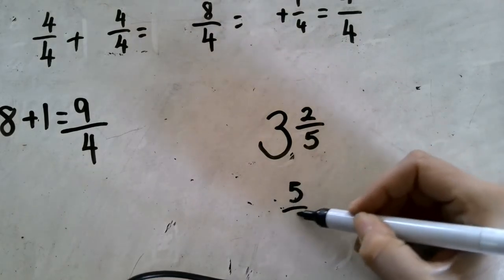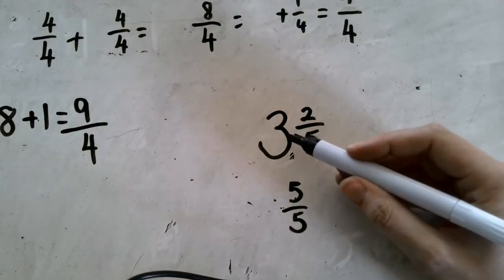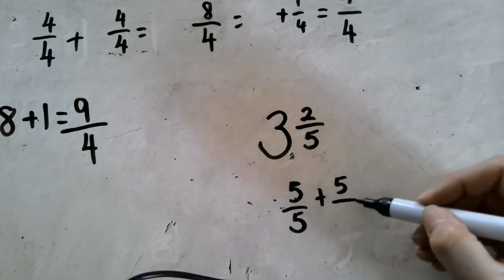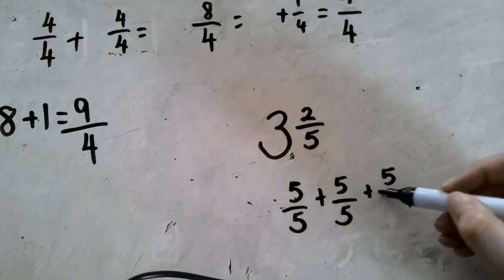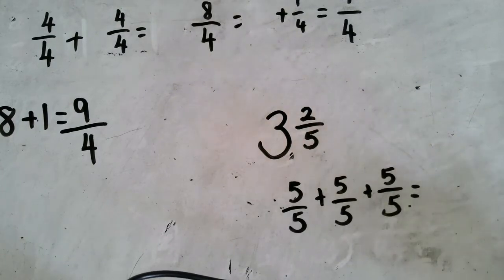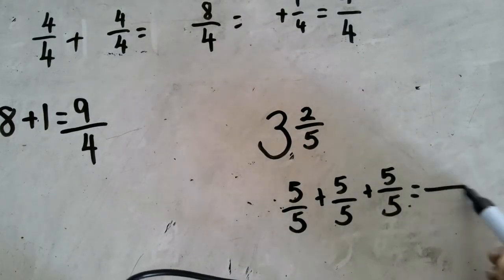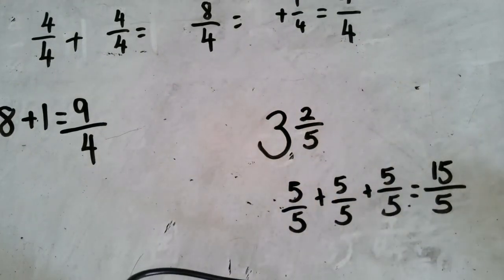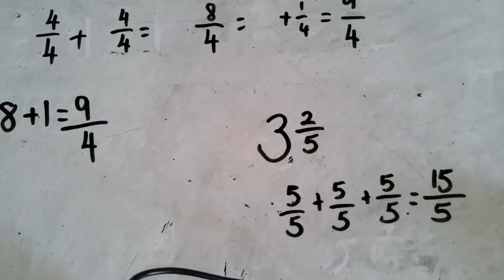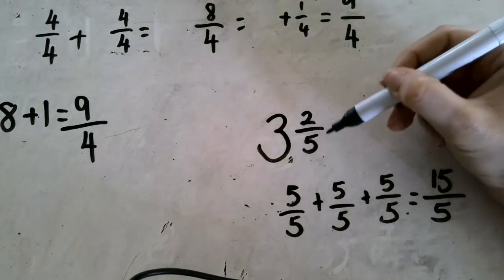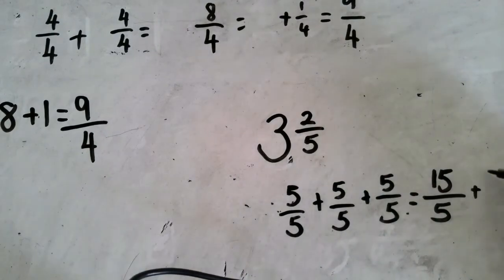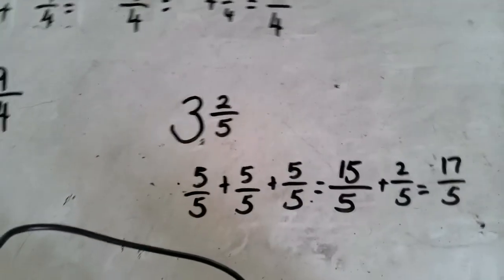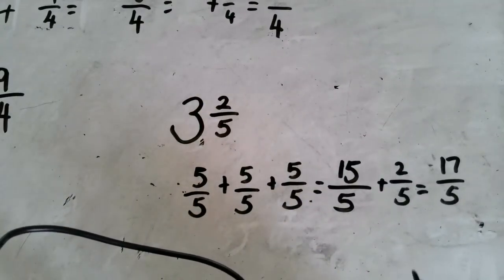So 5/5 we know is 1 whole, and we have 3. So we have 1 whole, add 1 whole, add 1 whole. How many fifths is that? 5, 10, 15. So 3 whole is the same as 15 fifths, and then we have to add our remaining 2 fifths, which gives us 17 fifths. So that is one way of converting mixed numbers into improper fractions.